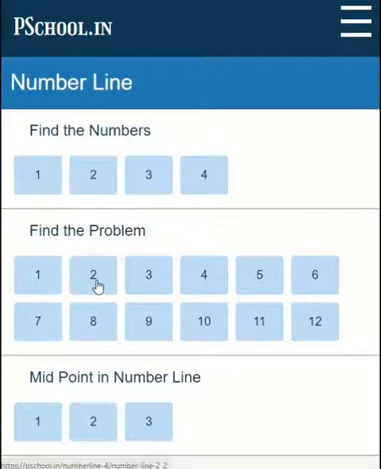Hello teachers and students. In this video, I am going to walk you through math number line activities. Using the link given in the description, you can try these activities for free.